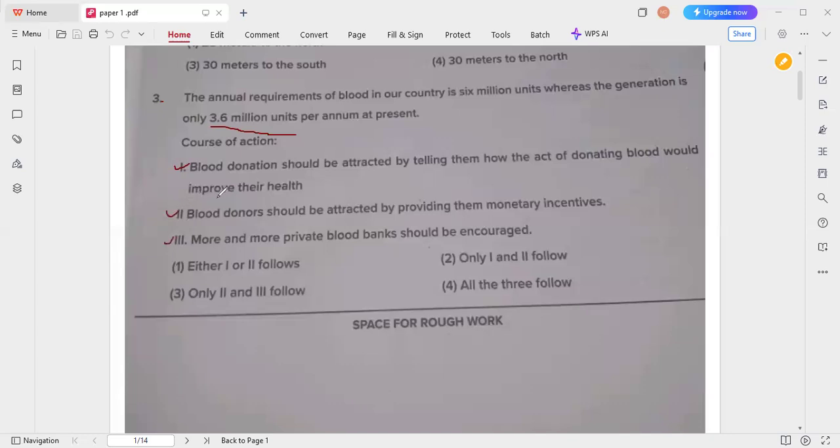But somehow between the second option and the fourth option, the answer will be correct. Because the first and second options have this more thing, and the third option also belongs to this course of action. So between these two options the answer will be correct: second or fourth option. Okay, so the next one.